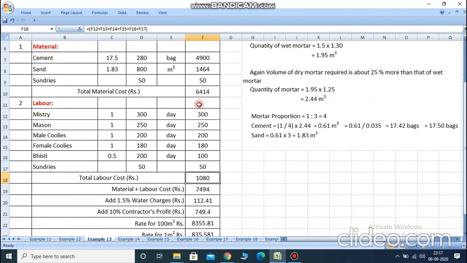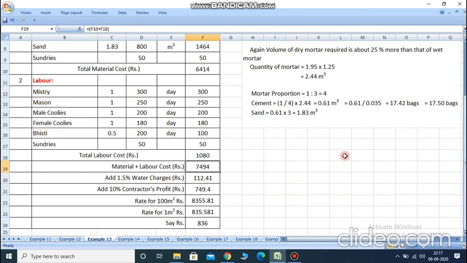Now the summation of the material cost 6414 plus labor cost 1080 rupees. Summation we got is 7494 rupees, the summation of the material cost and labor cost.